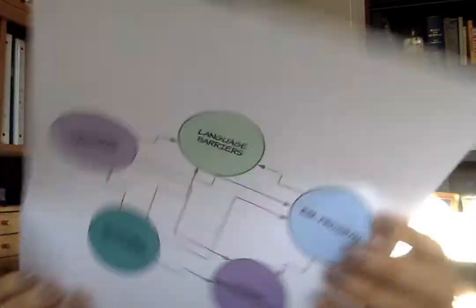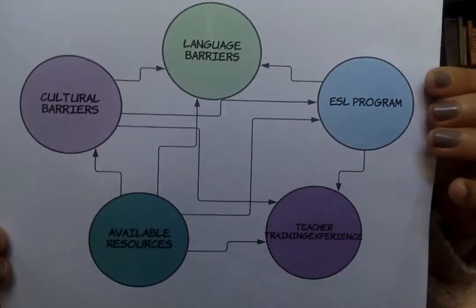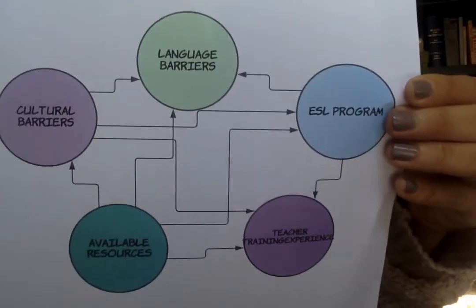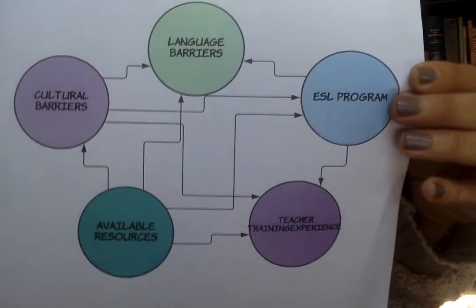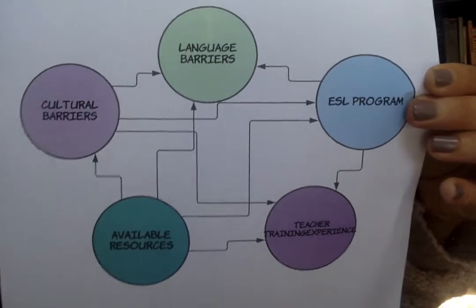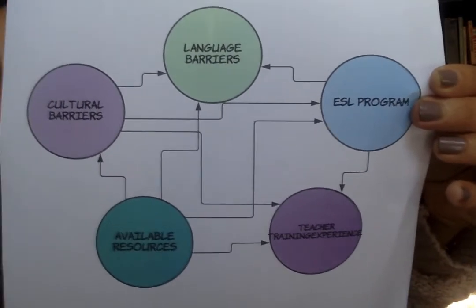So my driver diagram ended up looking like this, and I was able to identify through this that the two most impactful variables within my system were language barriers and teacher training and experience. In doing so, I realized that most of my other factors led back to those two drivers that were resulting in the outcomes of my English language learner students underperforming their peers in the content classrooms.